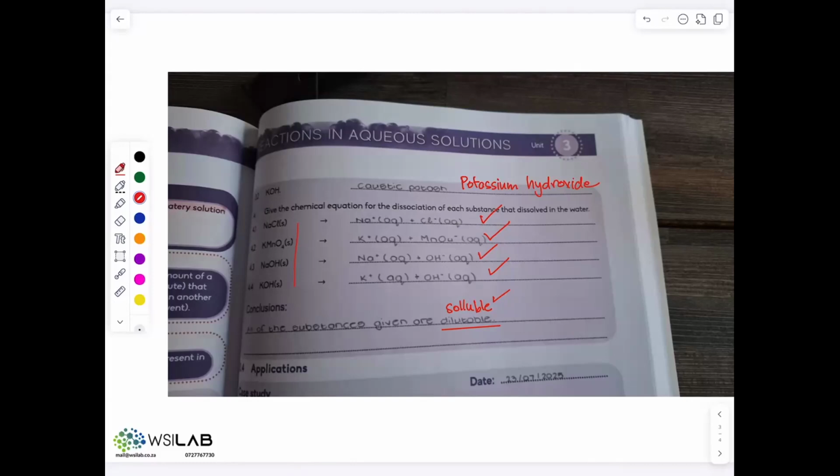Okay, sorry. The conclusion is all of the substances given are soluble and form ions through dissociation. This is dissociation, sorry. That's throwing me off the whole time.